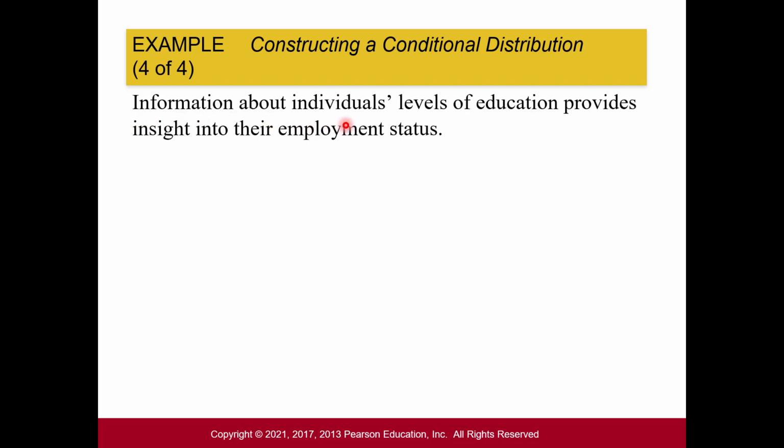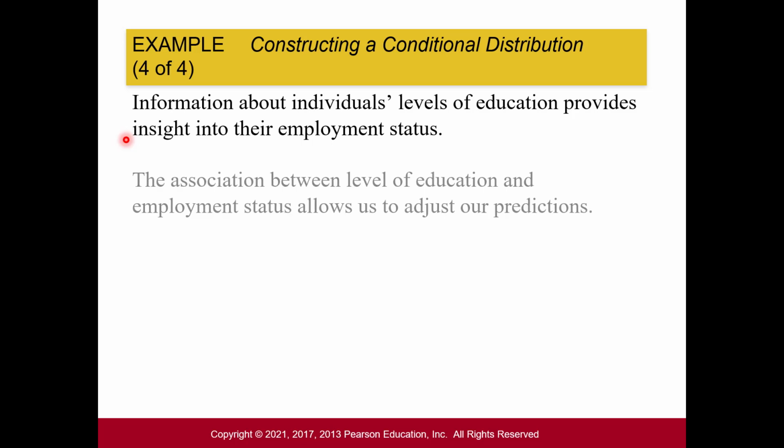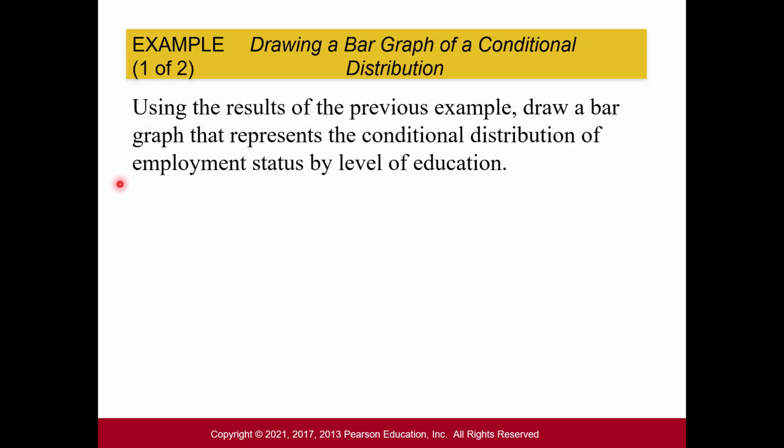Now, information about individuals' levels of education provides insight into their employment status. So that's something we can conclude. The association between level of education and employment status allows us to adjust our predictions. So using the results of the previous example, we're going to draw a bar graph that represents the conditional distribution of employment status by level of education.